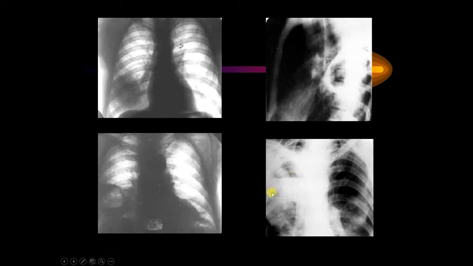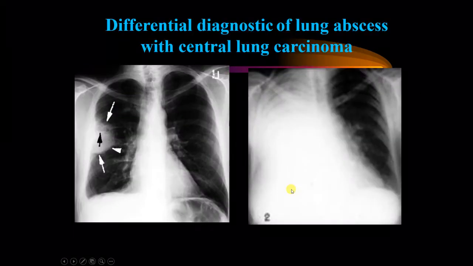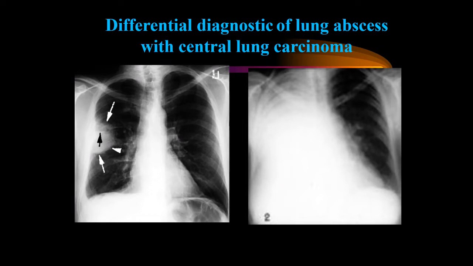On this picture you can see a round shadow with a horizontal level. It is a side X-ray. Here you can see the shadow of the heart, and here you can see the shadow of the abscess. It's very important to make the correct differential diagnosis of the lung abscess with central lung carcinoma.